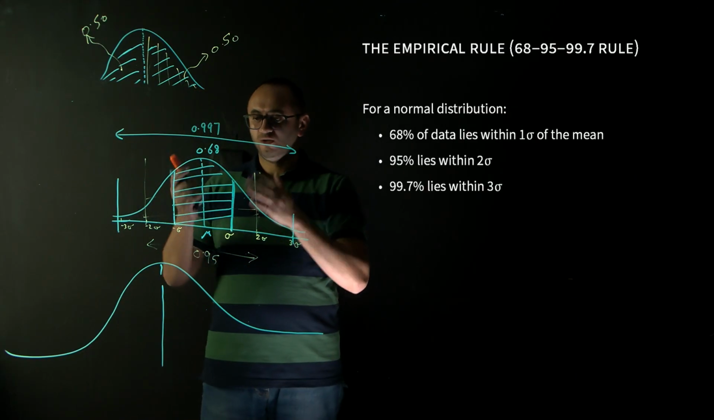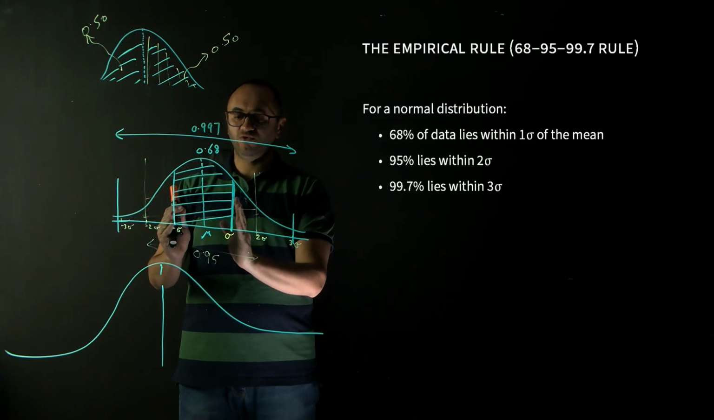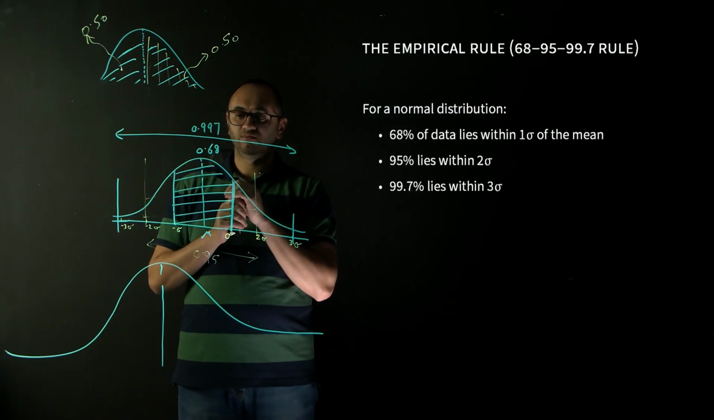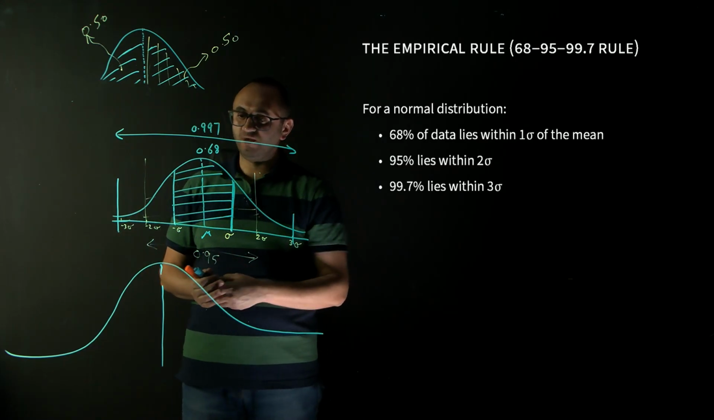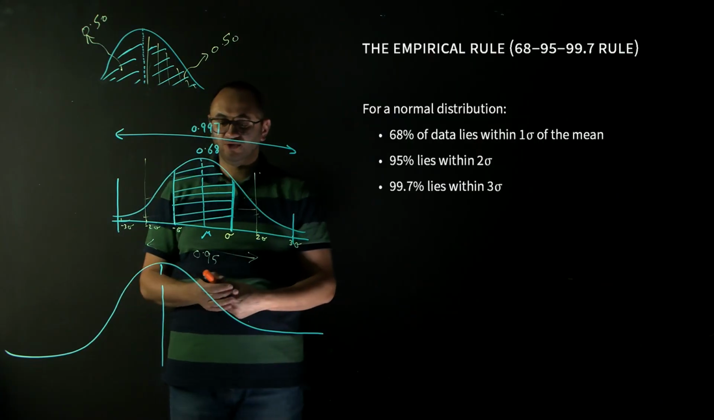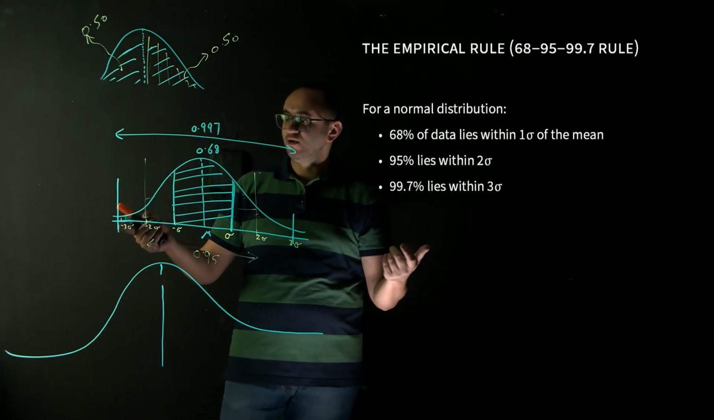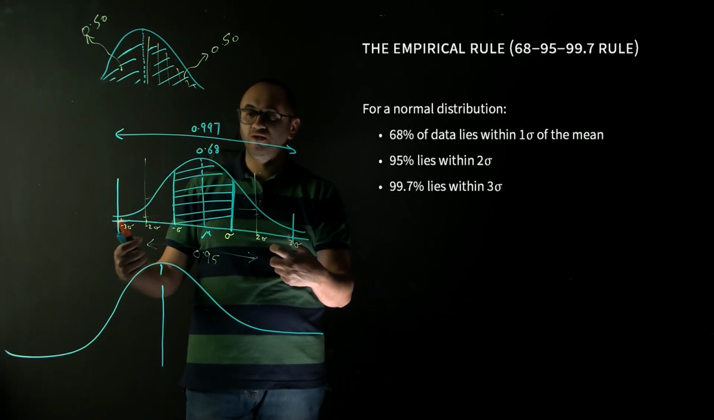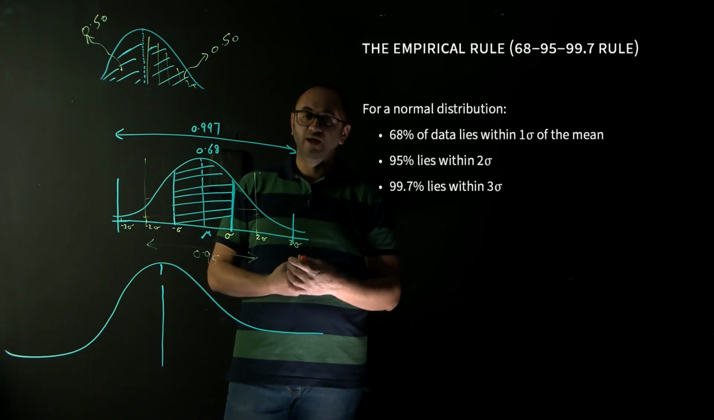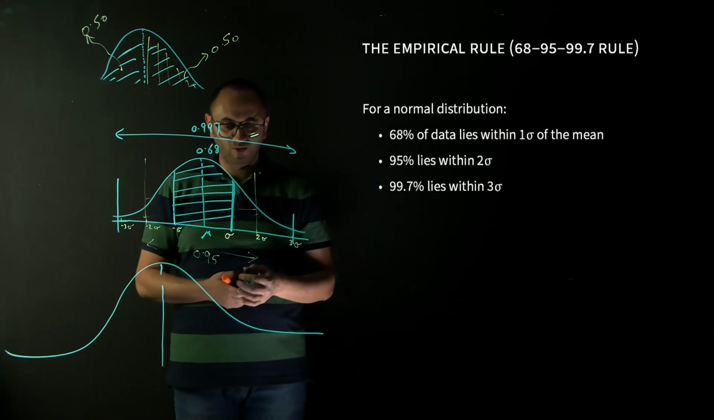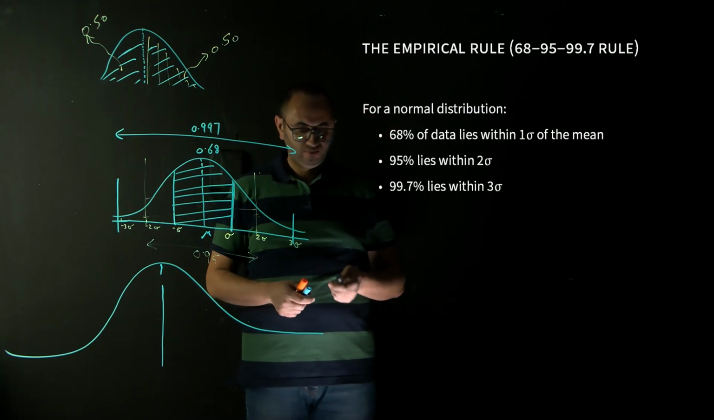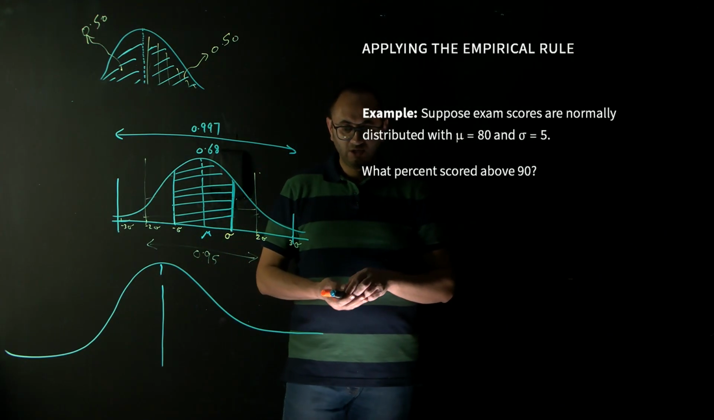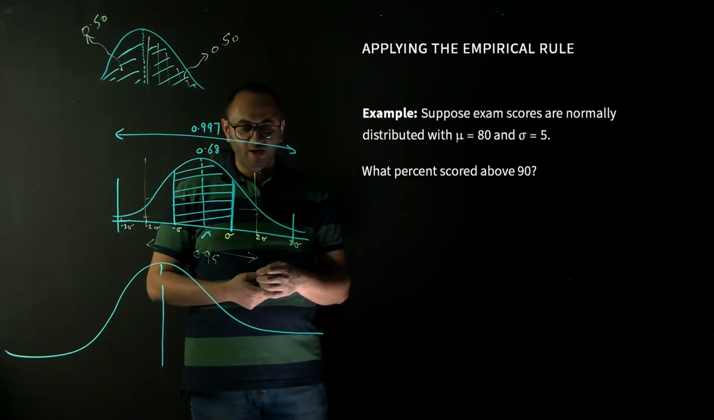So if we are 1 standard deviation from the mean, then the probability is 68%. If we have 2 standard deviations from the mean, then the area or the probability is 95%. If we are 3 standard deviations from the mean, then we have approximately 99.7% probability. So it's a very nice rule. All right, so let's apply the empirical rule.